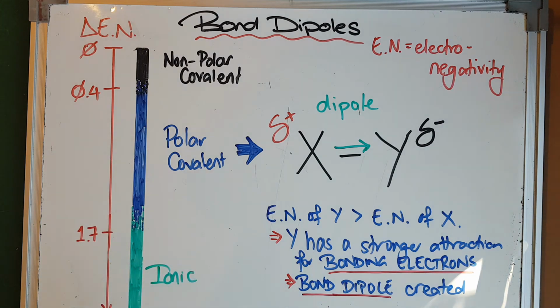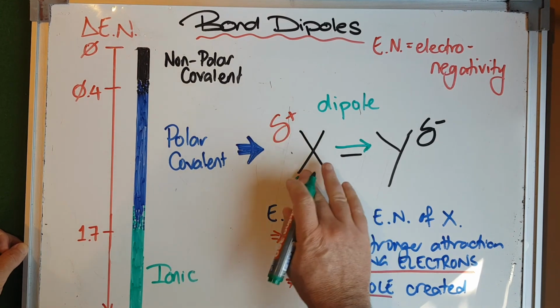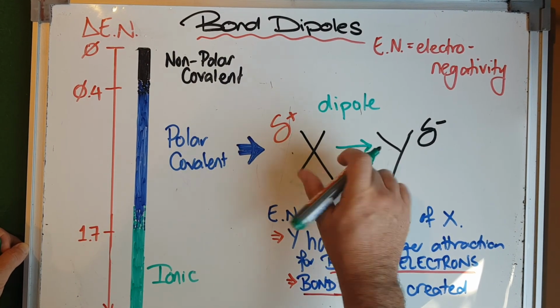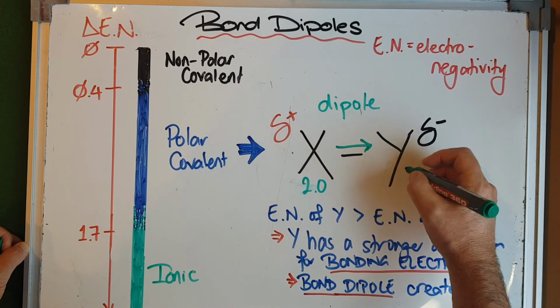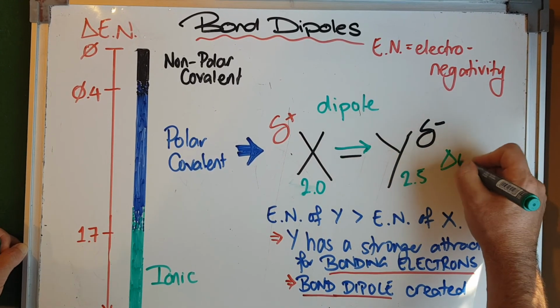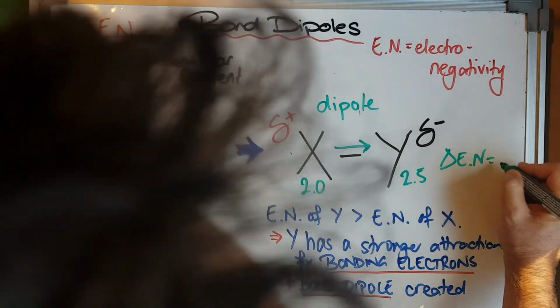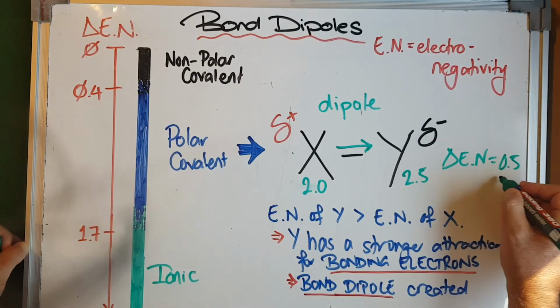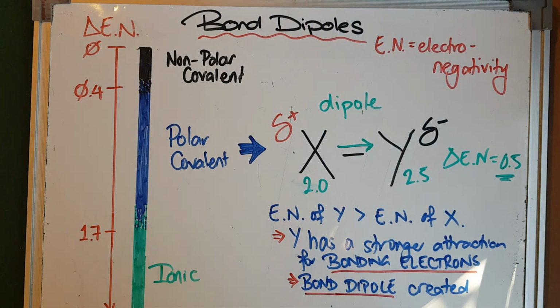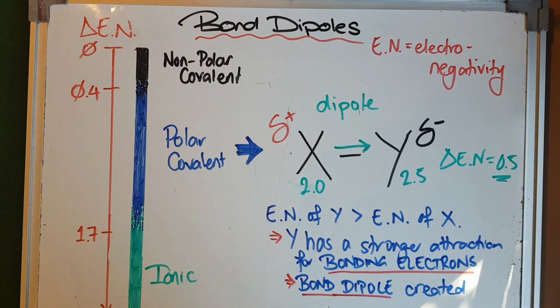I'm just going to put some numbers in here as examples to create my dipole. So let's say that this has an electronegativity of 2.0, and I'm going to change this one up a little bit to 2.5. So the difference in electronegativity is 2.5 minus 2, which is 0.5. That's big enough for it to be a polar bond, so it's got a bond dipole. Slightly negative, slightly positive.